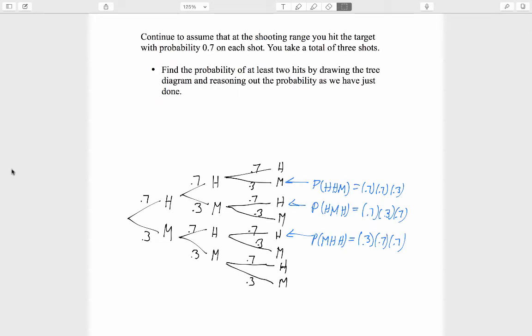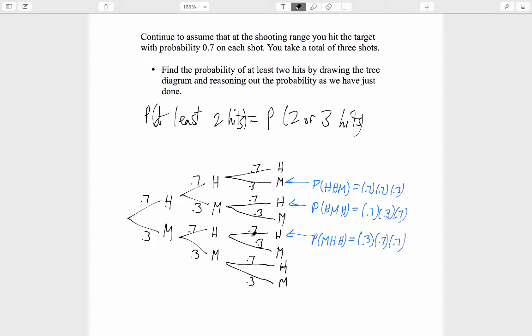We continue to assume that at the shooting range, you hit the target with probability 0.7 on each shot. You take a total of 3 shots. Now find the probability of at least 2 hits by drawing the tree diagram and reasoning out the probability as we have been doing. First, notice that the probability of at least 2 hits is the same thing as the probability of 2 or 3 hits. There are only 3 shots, so at least 2 hits means 2 or more, and therefore 2 or 3 hits.